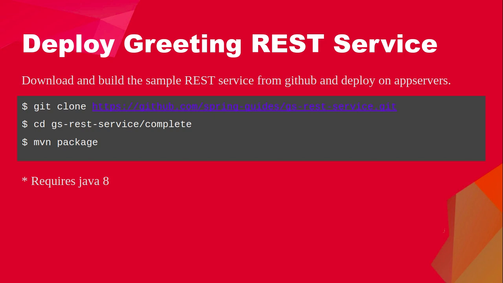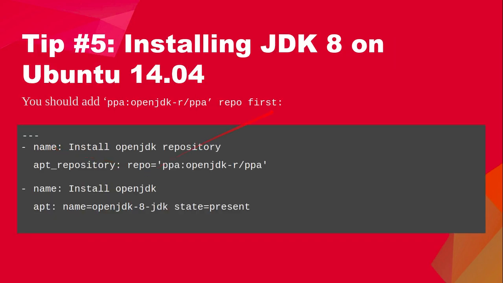Now this is one simple example, a Spring Boot REST API deployment. Here you can see that if you want to deploy this REST service, you can simply clone this code, go inside it, and install this Maven package. It requires Java 8, so what we are doing is installing Java 8. For that we are creating one task. The name of the task is install OpenJDK repository, and then the repository name is this. Now we are installing OpenJDK using the apt module. It will install it.